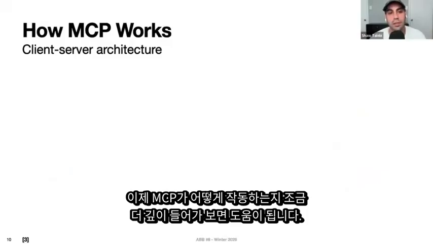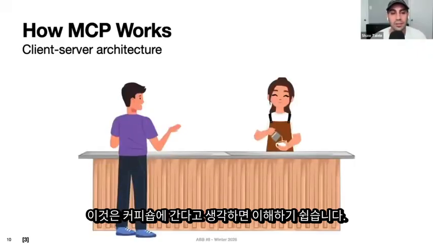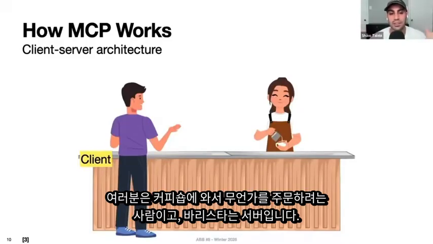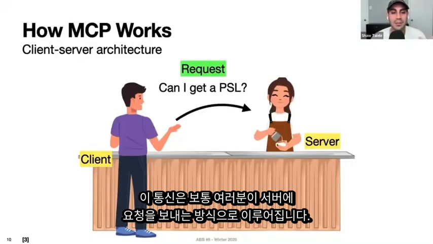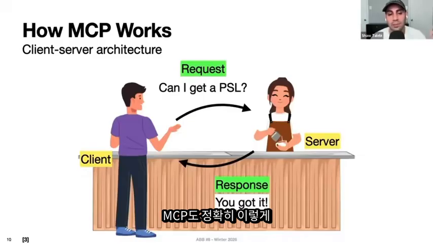To go a little deeper on how MCP works, it follows the so-called client-server architecture. This is just like if you go to a coffee shop, you are kind of like the client. You're the person coming to the coffee shop and you want to order something. And then the barista is the server. The way this communication typically works is that you will send a request to the server. So you'll ask, can I get a pumpkin spice latte? And the server will send back a response. They'll say, you got it, and they'll give you the latte. This is exactly how MCP works.